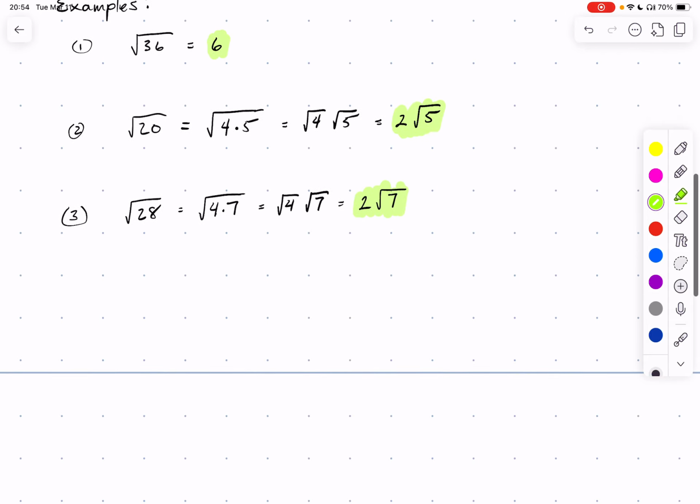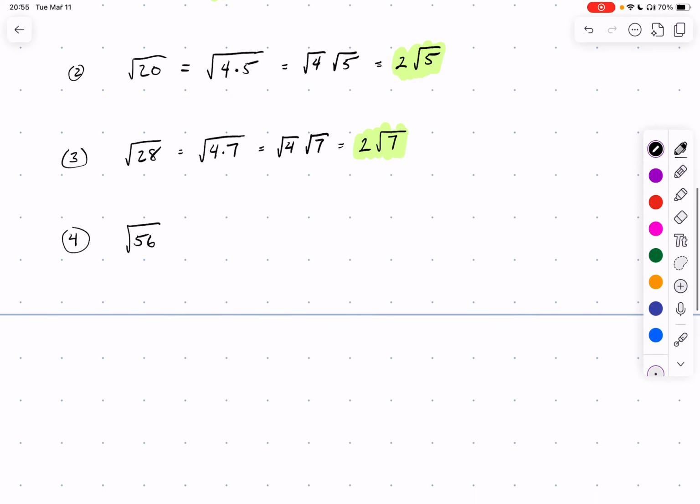So now let's look at one that's maybe a little tougher. Obviously, if you can find a perfect square factor, you can factor it, and you want to find the largest perfect square factor. Sometimes it's not as easy to tell. Okay, so let's look at square root of 56. And so I don't know of any perfect squares in 56.